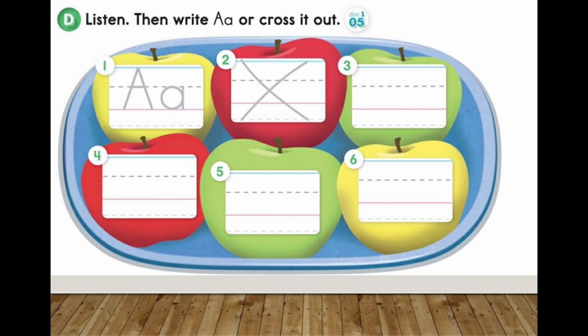Page 5. D. Listen. Then write A or cross it out. 1. Ant. Ant. 2. Bear. Bear. 3. Apple. Apple.